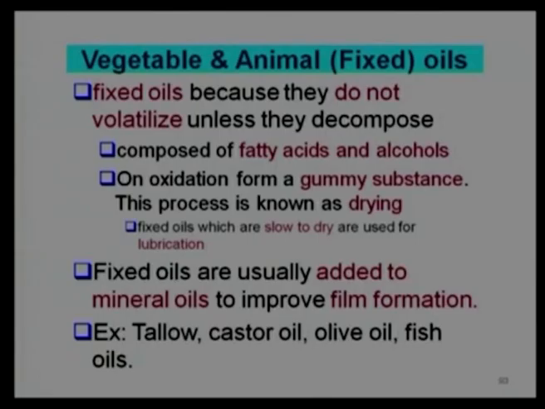Some of the examples of the fixed oil are given over here: castor oil, olive oil, we have heard a number of times, fish oil. They are good lubricant additives. They have a good lubricity, they stick to the surface, so they can be utilized as additive in mineral oil for lubrication purpose, for tribological purposes.